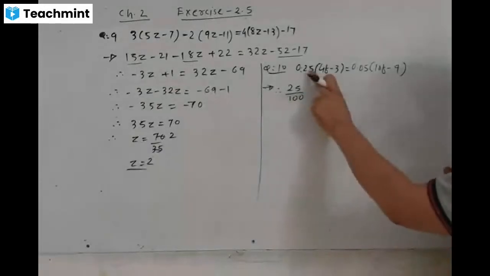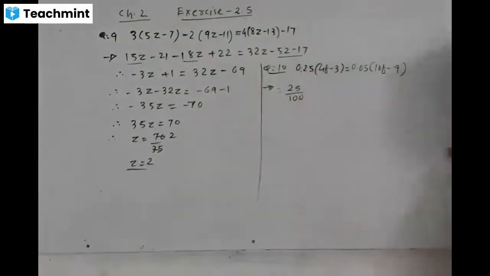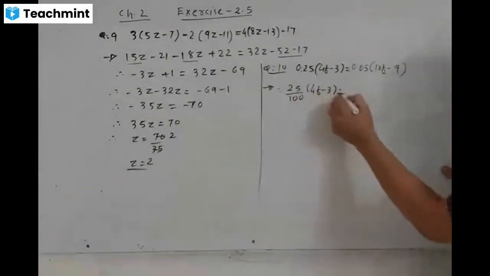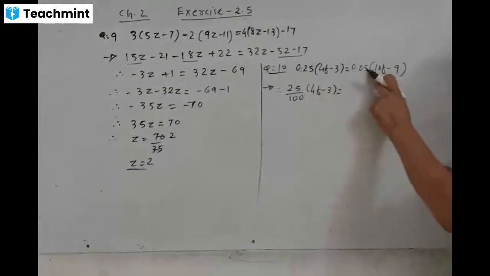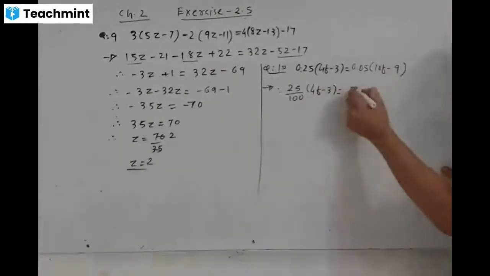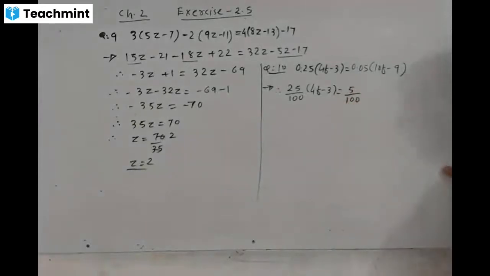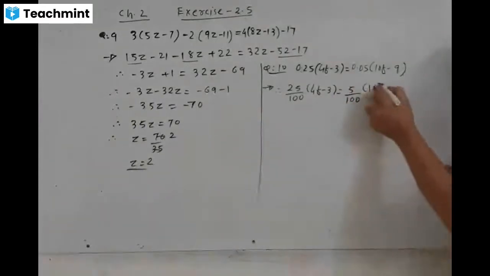Two digits after the decimal point, so two zeros will come below: 25 by 100 into bracket 4f minus 3. Similarly 0.05, one and two digits after the decimal point, that is 5 divided by 100. This is the main part.